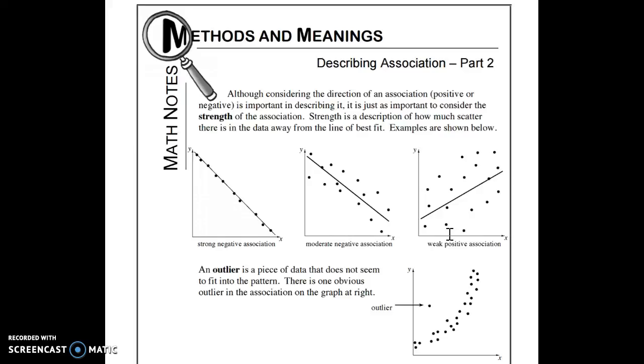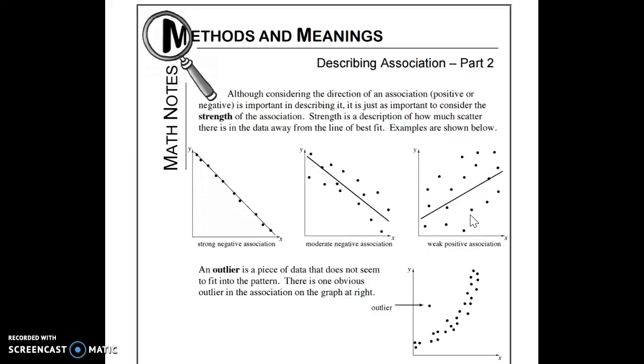Then we have some descriptions of the strength of association. So the first one is very, very close to linear, and so it's considered a strong association. And then we've got a medium or a moderate association here in the center, and then a weak association, just barely increasing, but a lot more scattered. So very, very scattered data would just be considered no association.